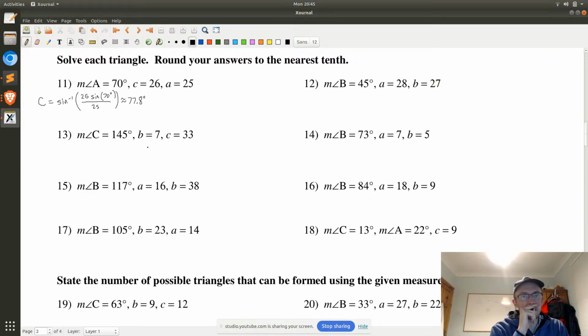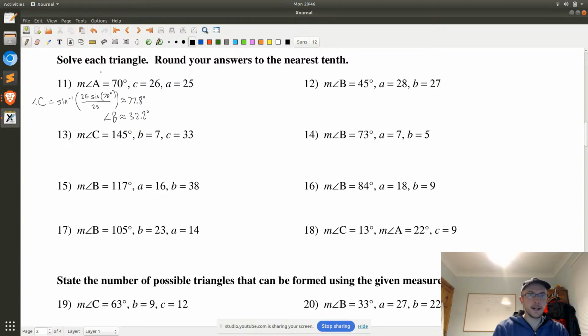Now that we have angle C, of course, we then can get angle B. So what I'm going to do is type in 180 minus answer plus 70. And this gives me angle B correct to the nearest tenth. So I can do that little angle symbol. 32.2.